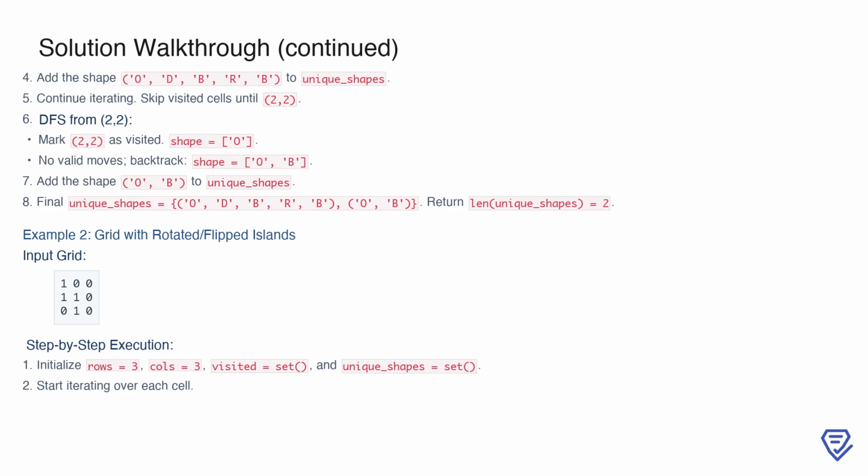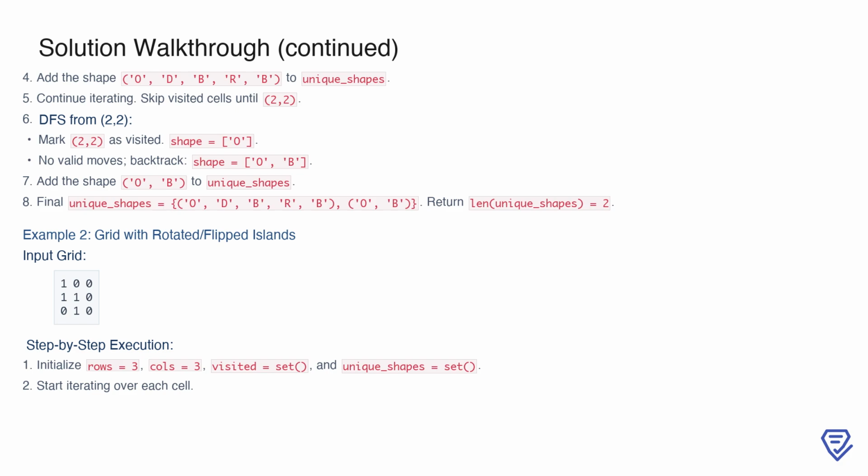The iteration continues, skipping over all previously visited cells, until we reach the second unvisited land cell at 2, 2. Starting a new DFS from this cell, we mark it as visited and initialize the shape with O. Since no valid moves are available from 2, 2, we backtrack immediately, completing the shape as O, B. This shape, represented as the tuple O, B, is also added to the unique_shapes set. At the end of the traversal, the unique_shapes set contains 2 distinct shapes, O, D, B, R, B, and O, B. The algorithm returns the size of this set, which is 2.